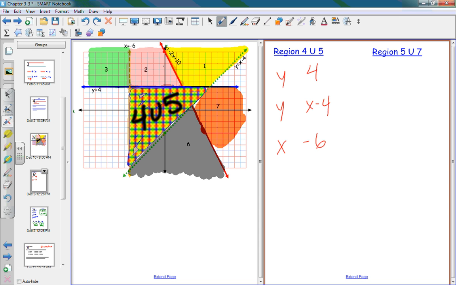Are the lines solid or dotted? The first one, y equals 4. Solid or dotted? Above or below? Below, so what's that going to be? Less than or equal to. Go to the next one, y equals x minus 4. Solid or dotted? Above or below? What's that going to be? Go to the next one, x equals -6. Solid or dotted? Above or below? What's that going to be? Greater than. Are we getting this?